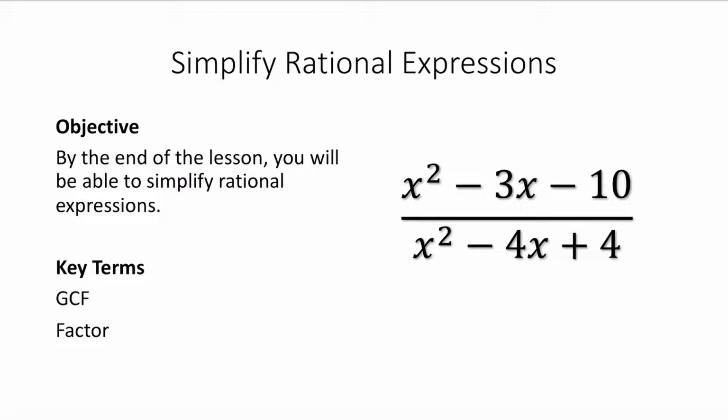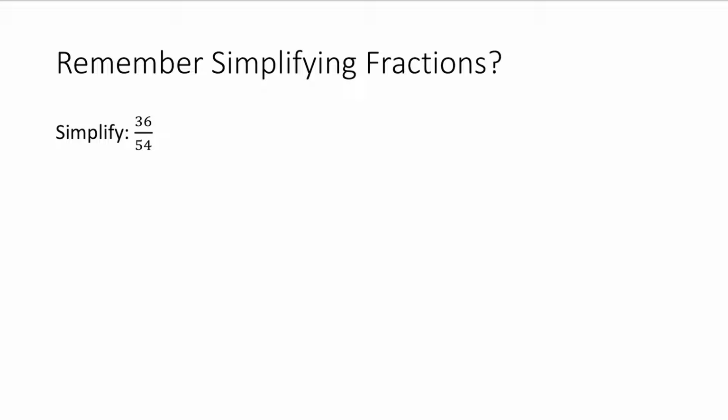So in this video, we're going to talk about how to simplify rational expressions. Remember we talked a long time ago about how to simplify fractions, right? Remember you look for the GCF of the number that's in the numerator and the denominator. So the GCF, the greatest common factor of 36 and 54, will be 18. So we'll factor out an 18 from both of these numbers.